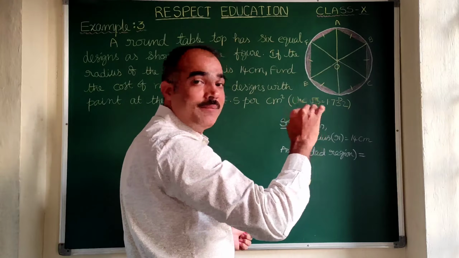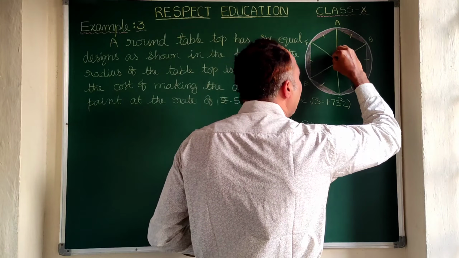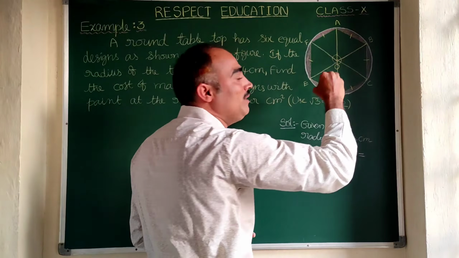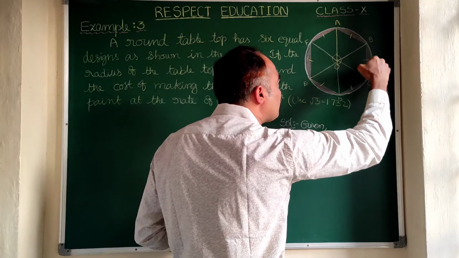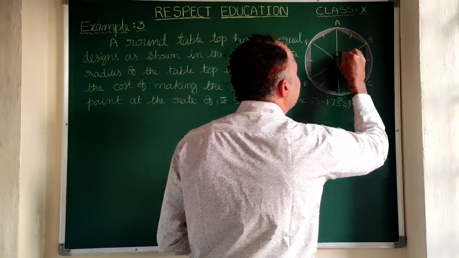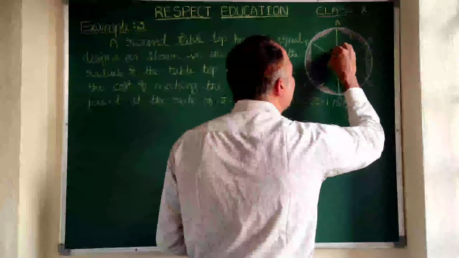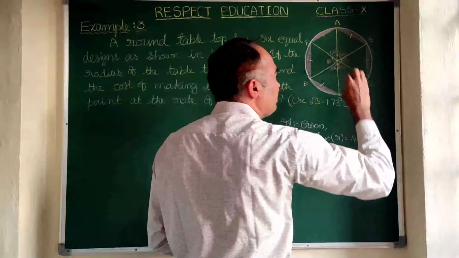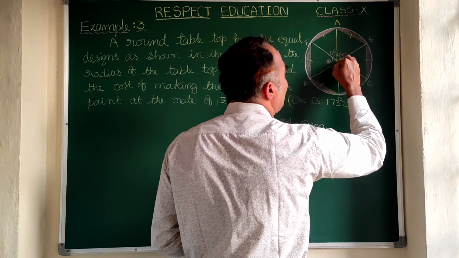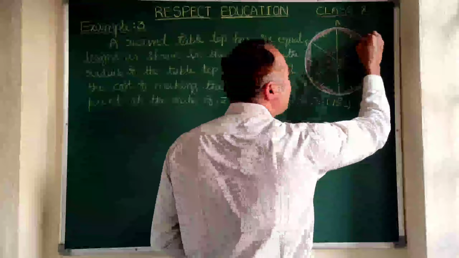Equal chords subtend equal angles at the center, so each angle is nothing but 360 degrees divided equally by these 6 chords, so each angle will be 60 degrees, 60, 60, 60, 60 and also 60 degrees. And moreover, since OA is equal to OB, these two angles are also equal.